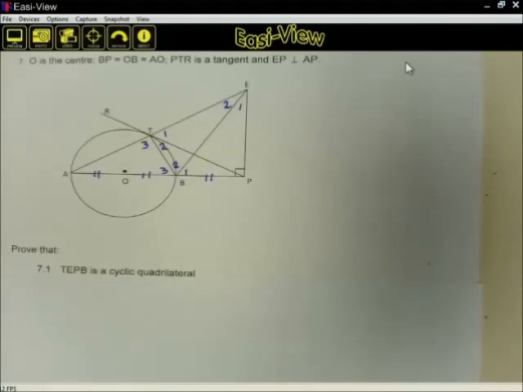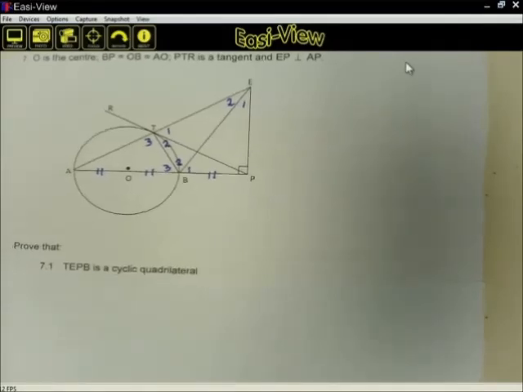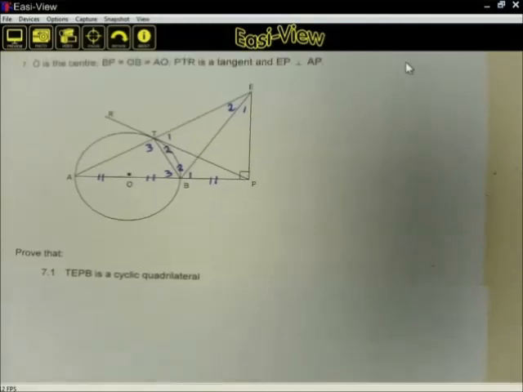There are 3 ways. I think those theorems must come automatically to you. Once the question says prove that TEPB is a cyclic quad, then you think of the 3 possibilities: if the exterior angle equals the interior opposite angle, if the opposite angles are supplementary, if the angles at the same side are equal. Check this one, and you relate that to the given information.